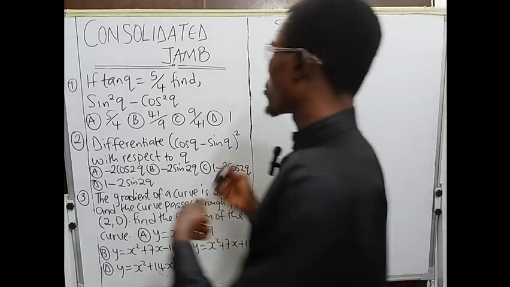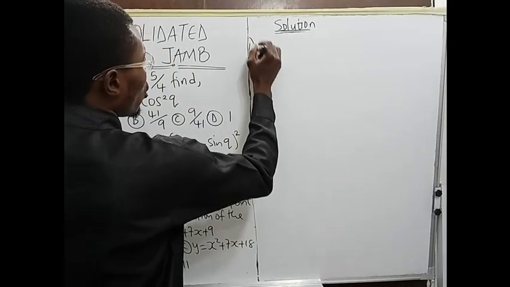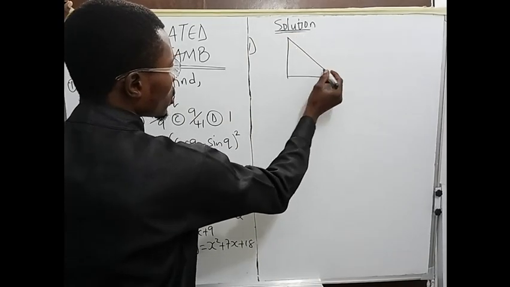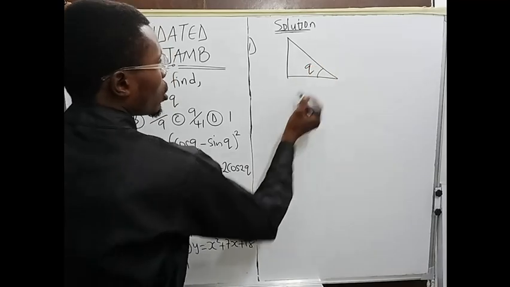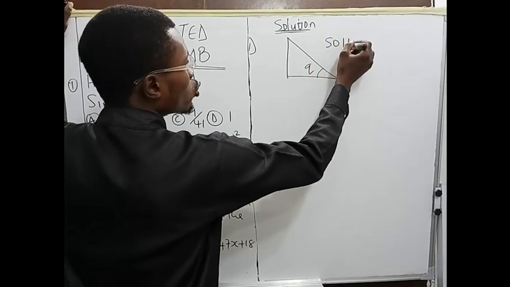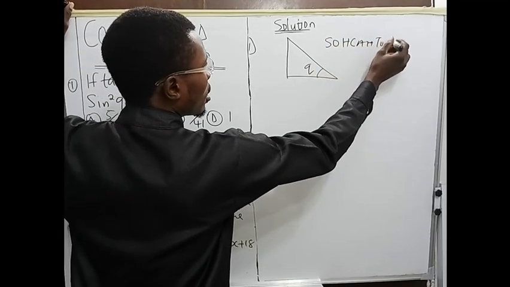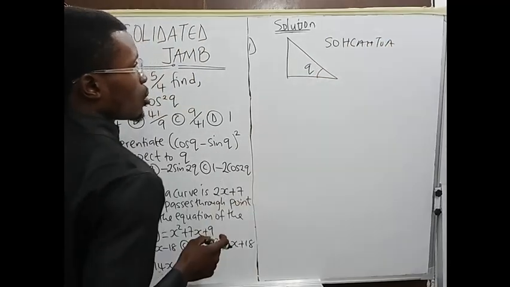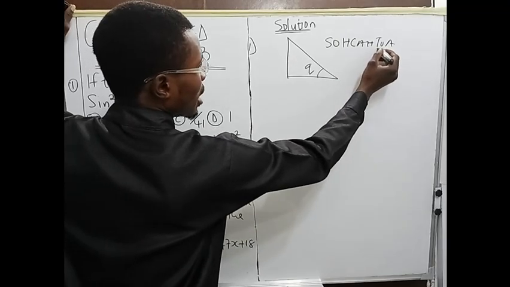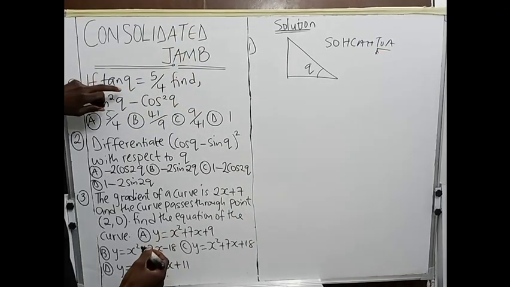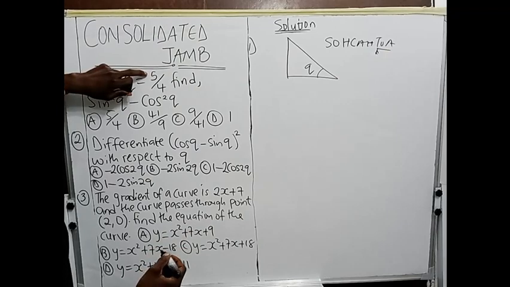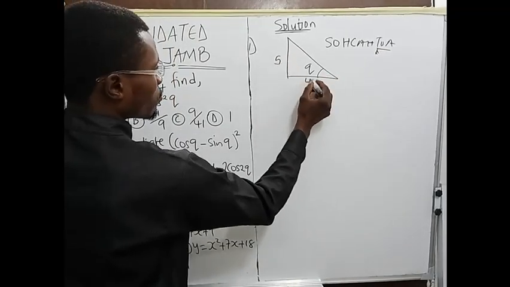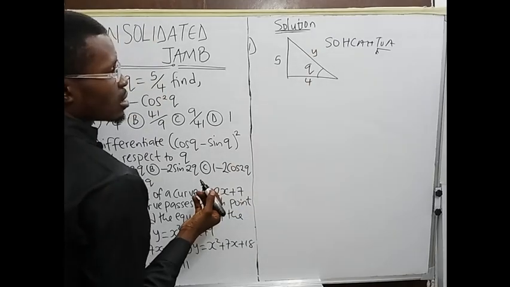For number one, it says, if tan q equals 5 over 4, find sin square q minus cos square q. Now we present this tan q on a right angle triangle. Let's assume this is the angle Q. Let's go by the acronym SOHCAHTOA. This is the opposite side, hypotenuse, and the adjacent. In TOA, T stands for tan. So tan Q will be opposite over adjacent. The opposite is 5, and the adjacent is 4. So we are left with the hypotenuse.